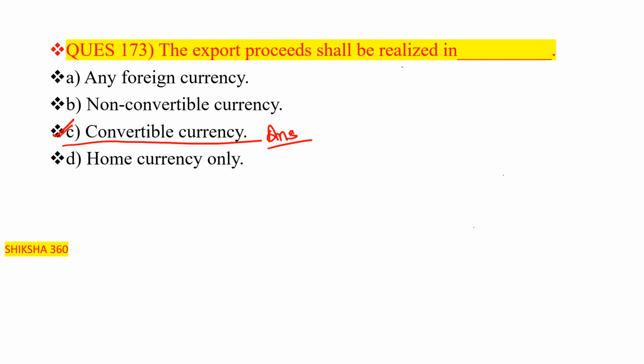The export proceeds shall be realized in the convertible currency. So option C is the answer here, that is the convertible currency.